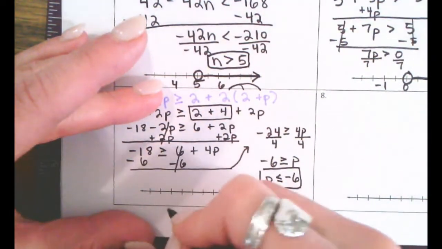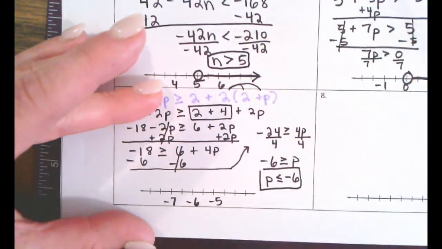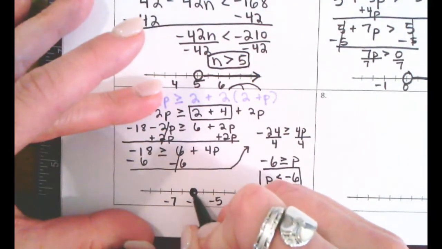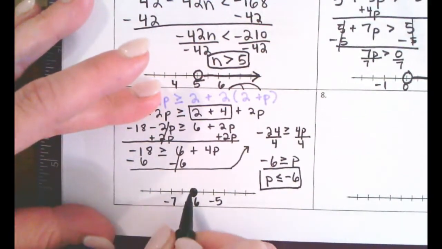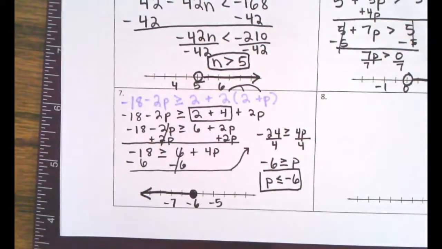Graphing on my number line, I'm going to put negative 7, negative 6, and negative 5. And then this will be a closed circle on negative 6, and my arrow will be going to the left.